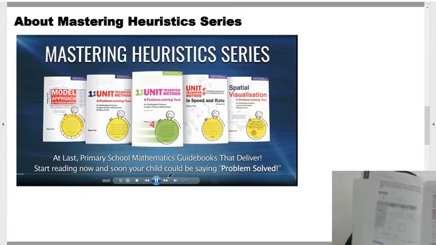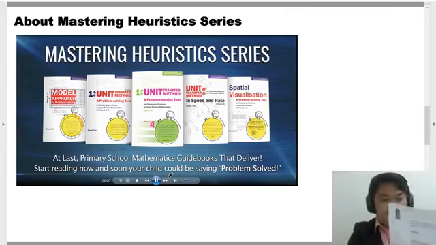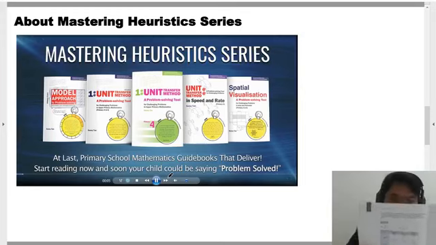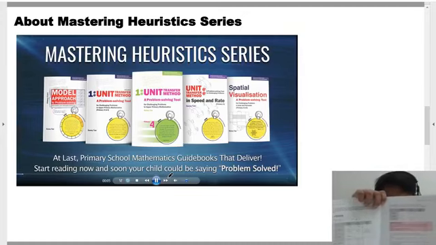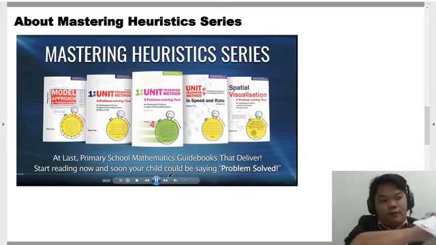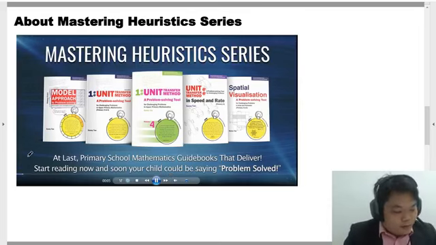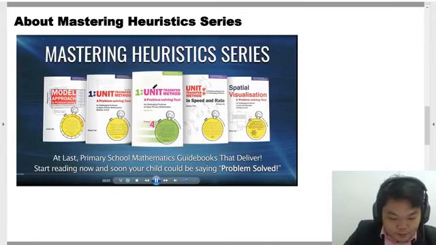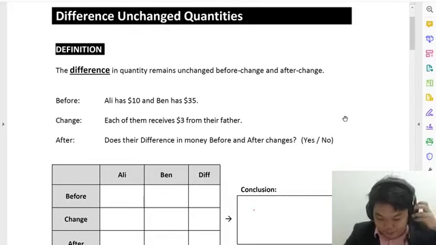You can see that these books have the questions being explained in a step-by-step manner where there's a one-shot working. If you can comprehend this, that's good. But for the children who need to understand the ideas and thought processes so that they can tweak it at the PSLE, all those explanations are also written in there. So without further ado, let me begin on difference unchanged quantities.